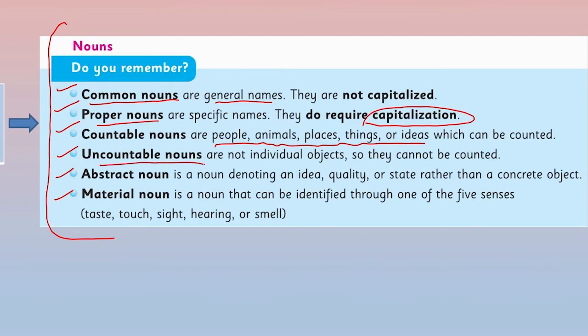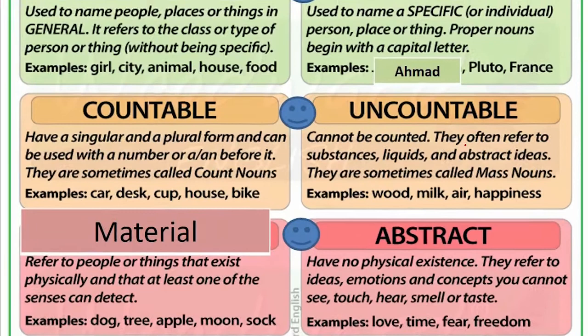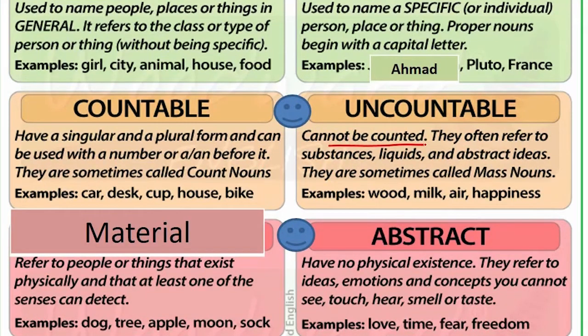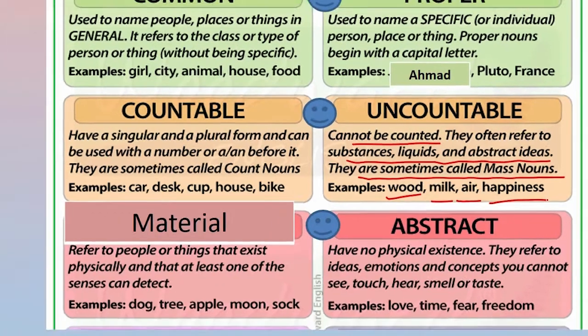Uncountable nouns here are not individual objects, so they cannot be counted. Look at here. Uncountable nouns cannot be counted. They often refer to substances, liquid and abstract ideas. They are sometimes called mass noun. For example, wood, milk, air, happiness. But uncountable nouns can be measured in a liter, gram, kilo, etc.